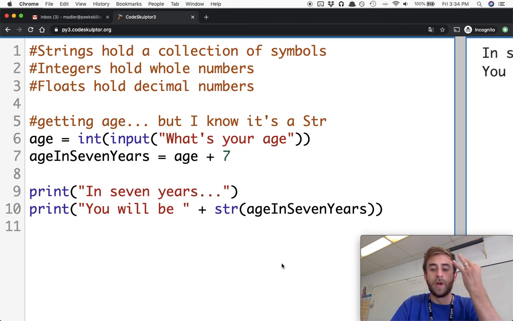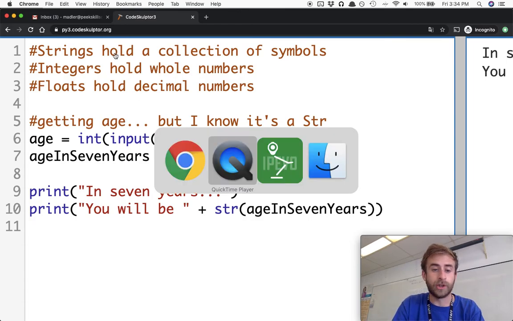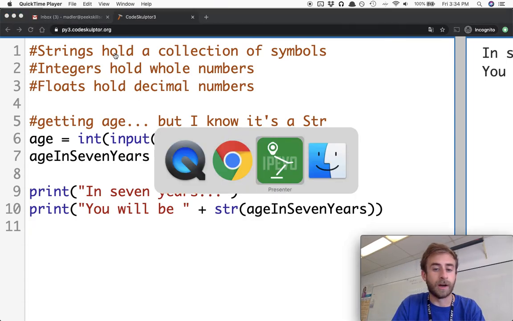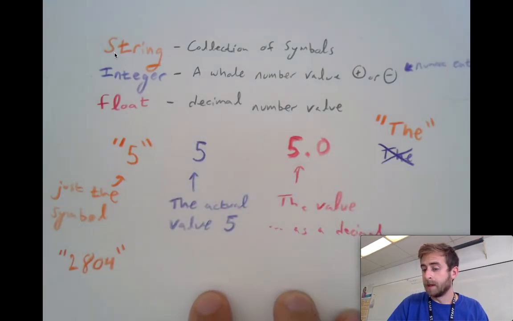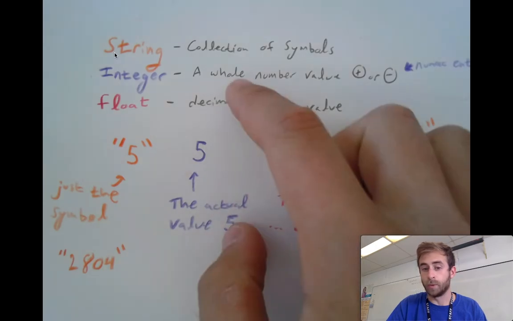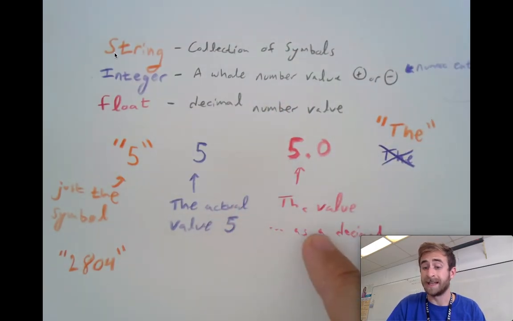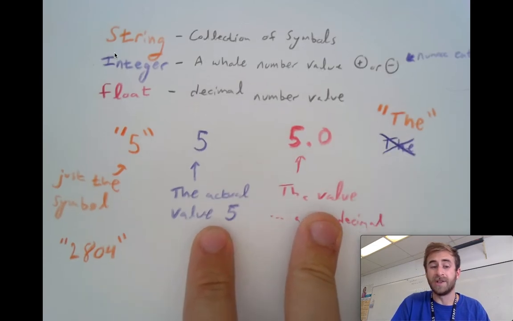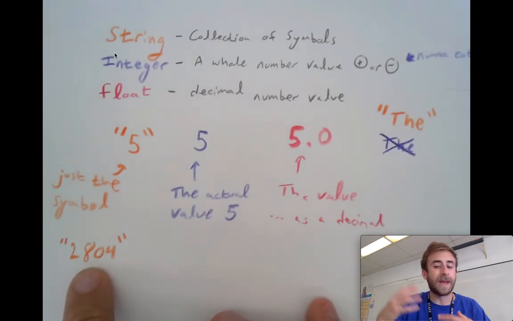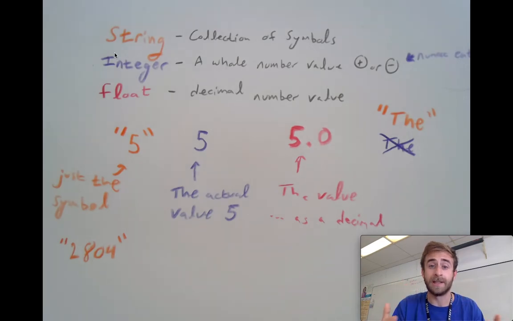Just to recap, we so far have talked about 3 different data types. There are strings, which can hold basically anything. It just holds on to symbols. We have integers, which hold on to whole numbers, and floats, which hold on to decimals. You can always convert from an integer or a float into a string, but when you do that, you can't do math with it anymore. It's just holding on to the symbols.